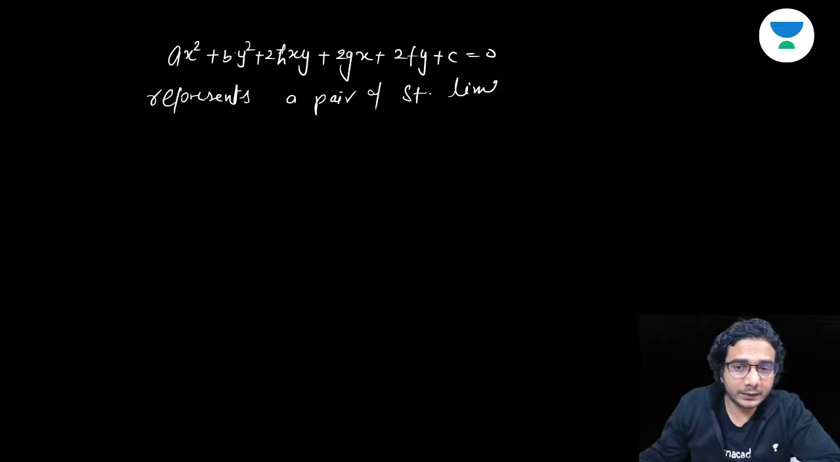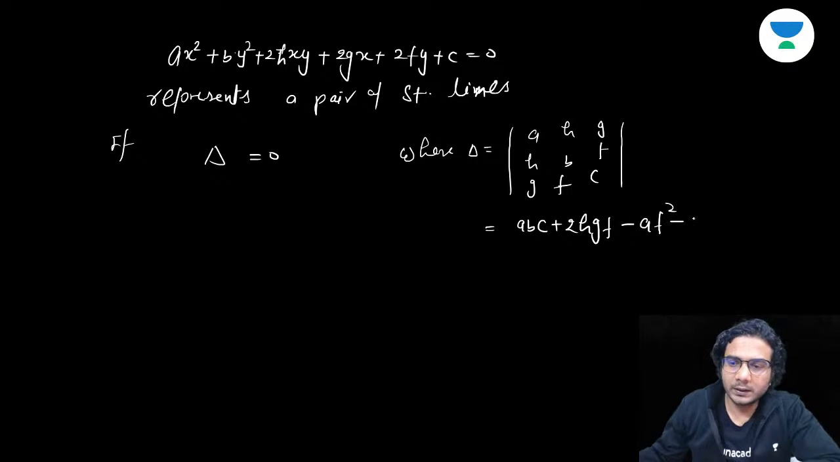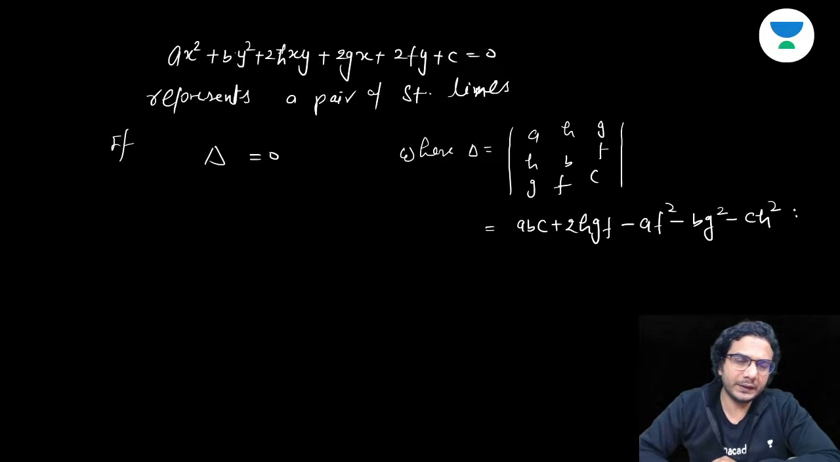So I'm writing the remaining results today. If delta is equal to 0, what is this delta? Where delta is equal to the determinant with rows A, H, G; H, B, F; G, F, C. Or if you open it, it is ABC plus 2FGH minus AF square minus BG square minus CH square. In this form, you can remember this. This is the value.